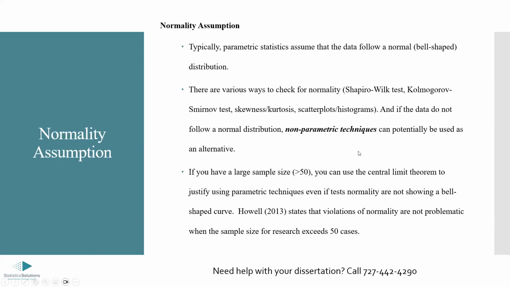If normality is not supported, there are many things you can do. You can consider transforming your data. You can shift to non-parametric techniques. We'll discuss some options for that. And if you have a very large sample size, then you can use the central limit theorem to justify proceeding, even if there are violations of normality. I've gone through checks of normality in previous webinars, so you can check those recordings out on our website.